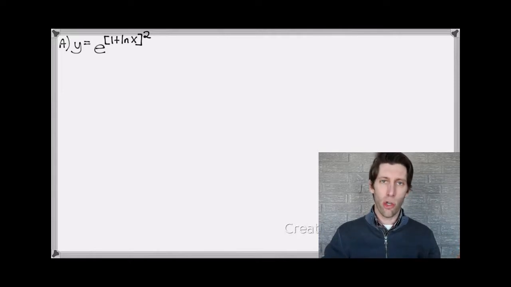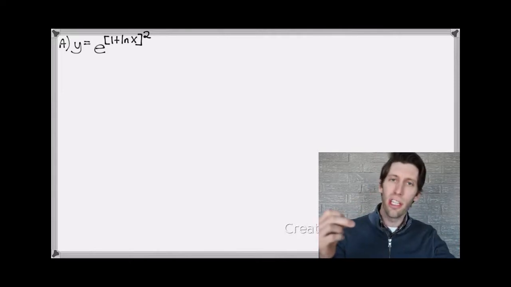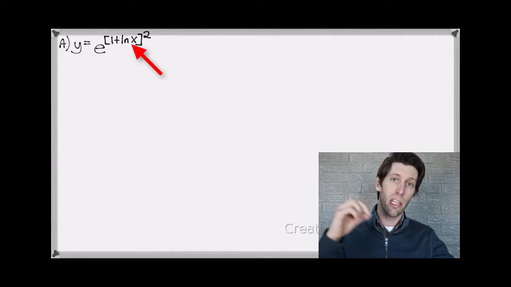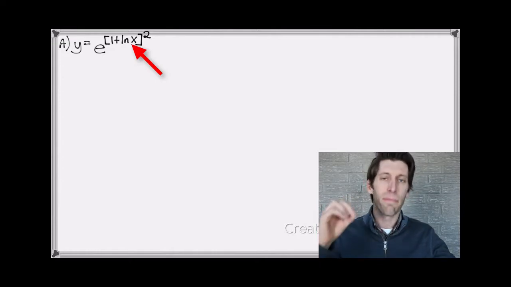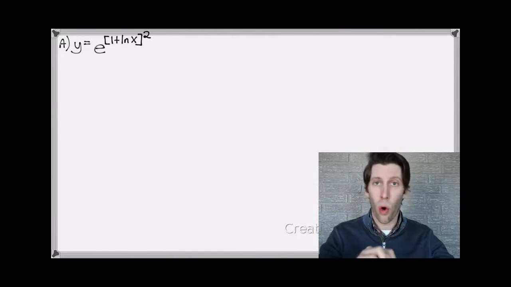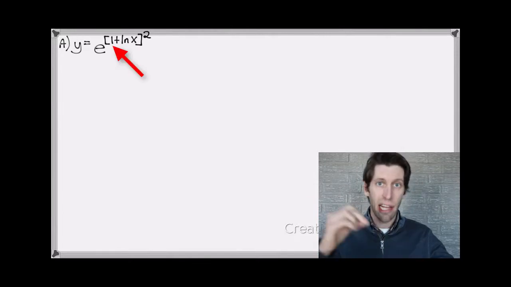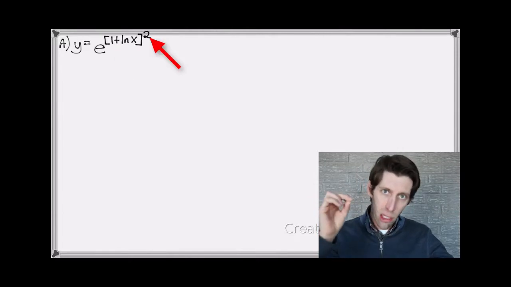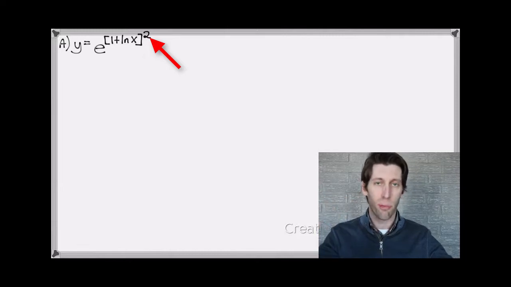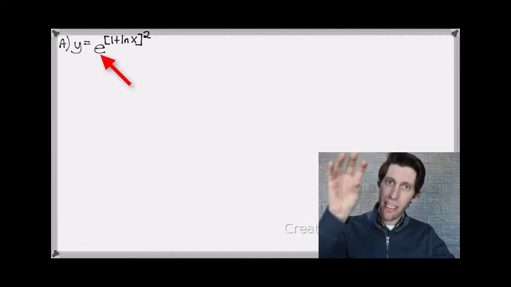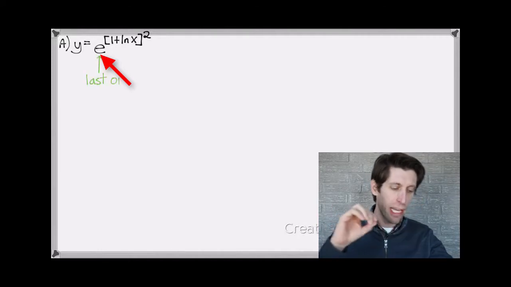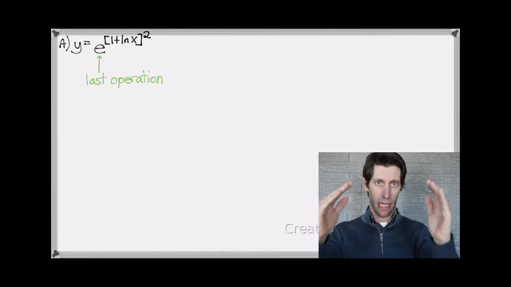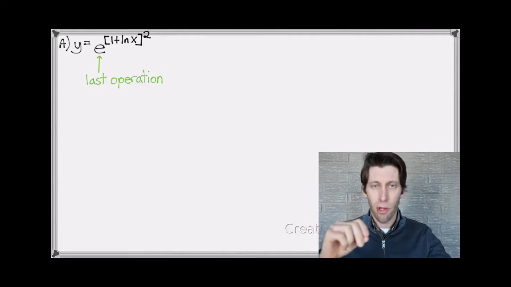So imagine I handed you x equals 3. The first thing that you would do in this function is take that 3 and you would plug it into ln. ln of 3, whatever that number happens to be. You would take that, you would add it to 1. You would take that quantity and square it, and then finally you would take that quantity that you just got from squaring, and you would raise e to that power. Done. So the last operation that takes place here is e to the blank. As a result, that's the first operation that we differentiate.